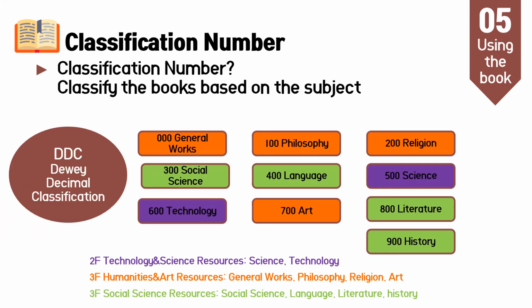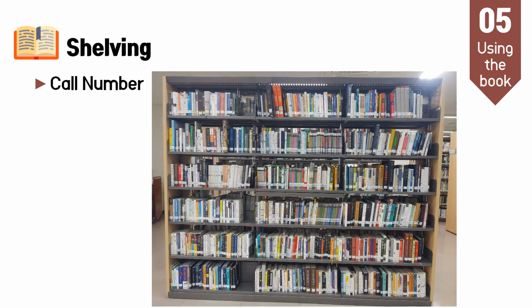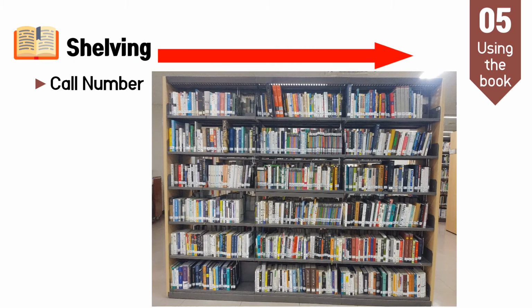Classification number classifies resources by subject so that resources of the same subject can be displayed in the same locations. Our library classifies subjects according to the Dewey Decimal Classification. Our Technology and Science Resources Room, Social Science Resources Room, and Humanities and Arts Resources Room are divided by subject. When you search for a book using the call number, the order of book arrangement is left to right and from top to bottom, facing the bookshelves.